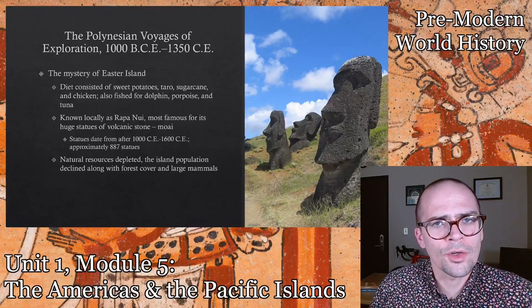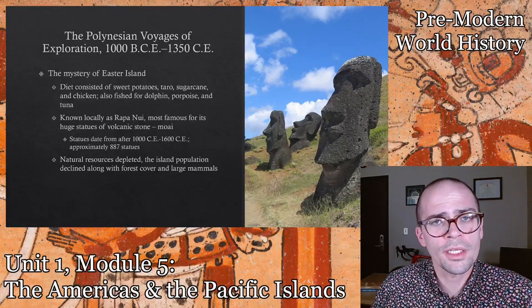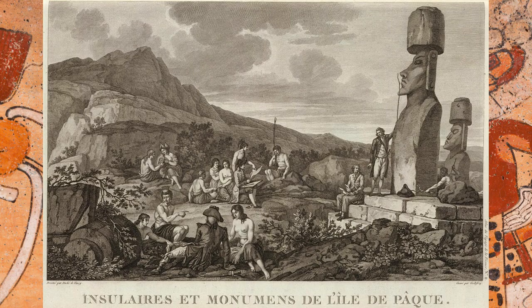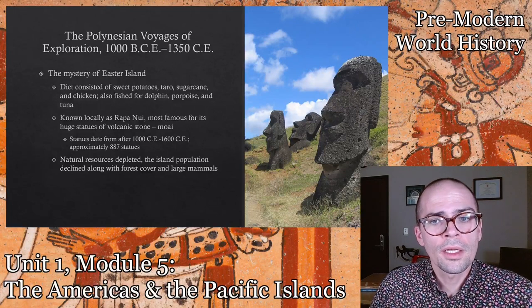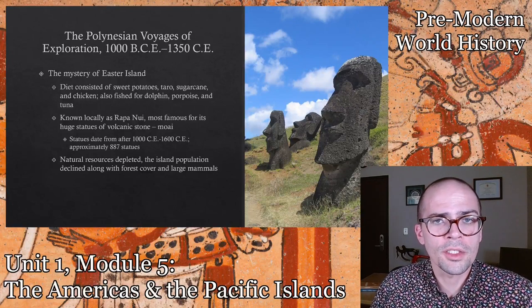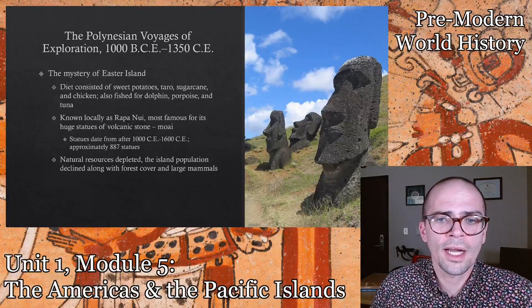Why is it called Easter Island? Not because the people there celebrated Easter, but because the Dutch navigators who found it in 1722 found it on Easter Sunday. In the 1800s, Polynesian sailors named it Rapa Nui, which is still in use among Polynesian speakers as a name for the island.